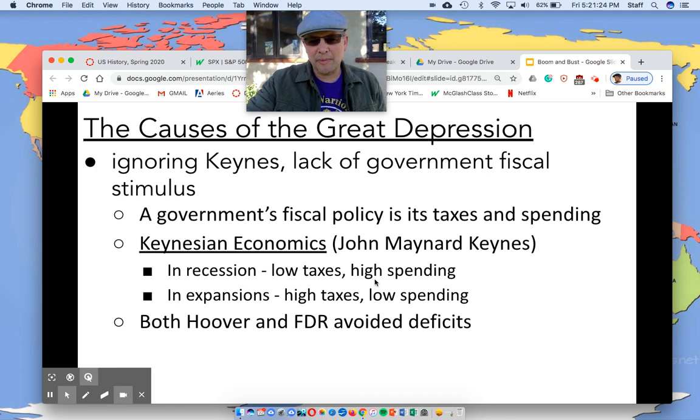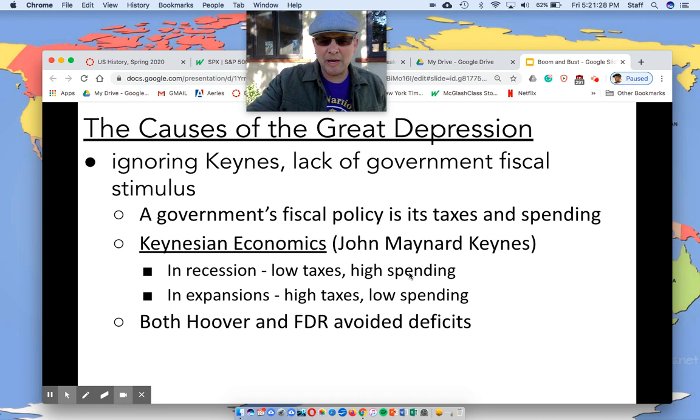Okay, there we go. Fixed up the PowerPoint. We got in recession, you have low taxes and high spending. And then in expansions, when the economy is growing, the private sector is already expanding, then the government can take a step back. You understand? And what they can do is they can run a surplus, and they can then pay off some of the debt that they owed from when they had tough times. So it's a simple idea.